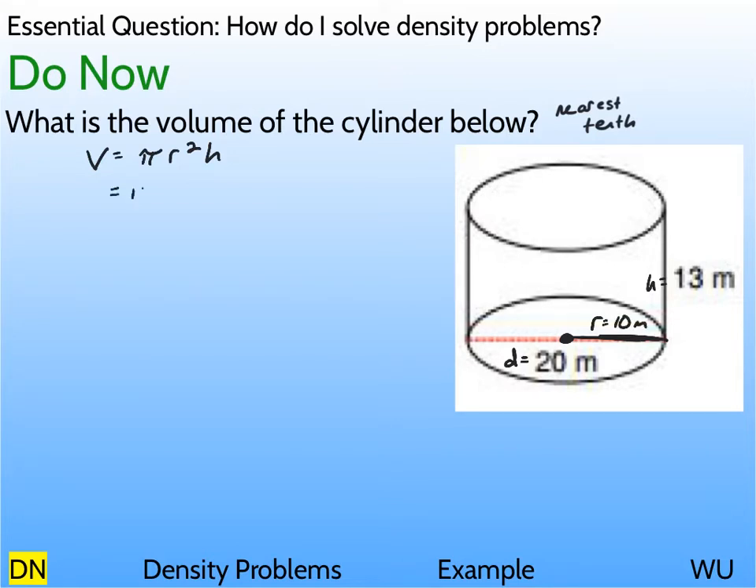So let's just plug some stuff in. We have pi times 10 squared times the height of 13. Calculator time. You should end up getting about 4,084.1 cubic meters.